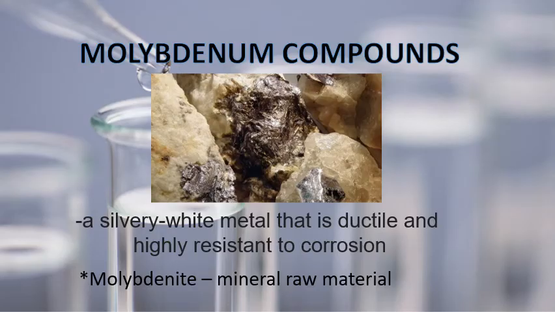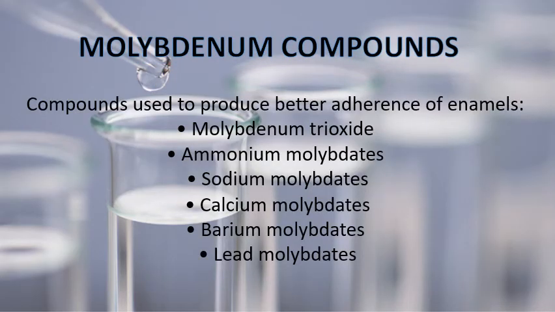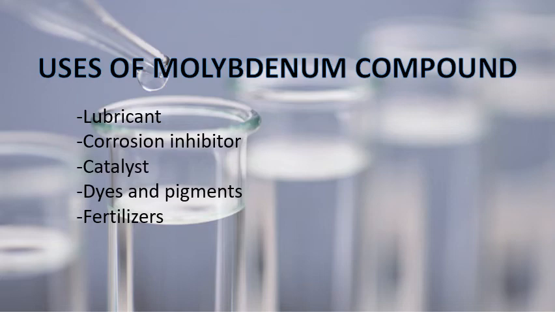Molybdenum compounds. Molybdenum is a silvery white metal that is ductile and highly resistant to corrosion. Molybdenite is a mineral raw material. Compounds used to produce better adherence of enamels are molybdenum trioxide, ammonium molybdates, sodium molybdates, calcium molybdates, barium molybdates, and lead molybdates. It can be used as lubricant, corrosion inhibitor, a catalyst, dyes and pigments, and as fertilizers.